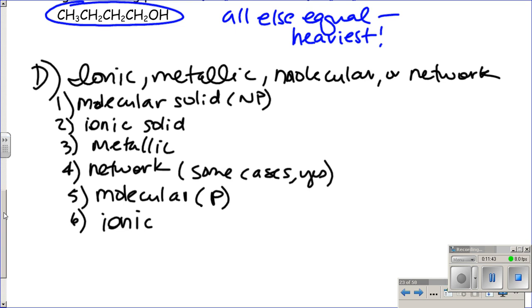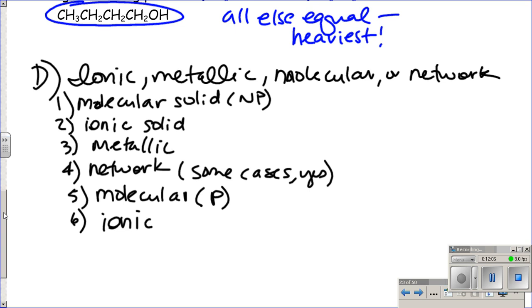Number 3, insoluble but conducts. Insoluble in water means you're kind of narrowing it down. There are a couple of things that can do that, but conductive doesn't say when, so I'm assuming always. Always conductive is metallic. Insoluble in water, melts above 500, so it's crazy high, right? So it's probably going to be network covalent. That should be one of the first things you think about.